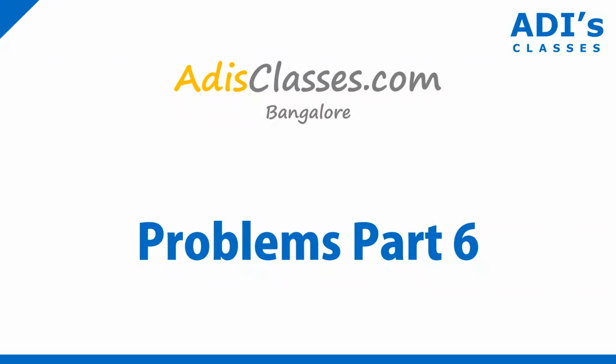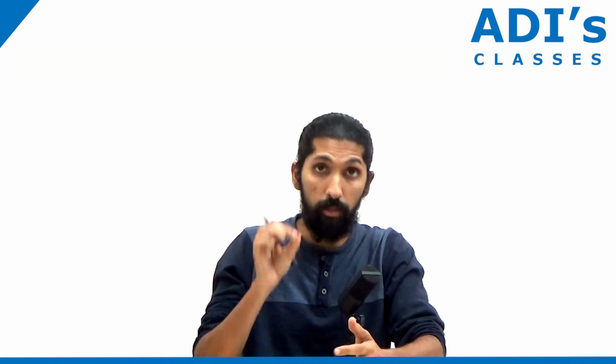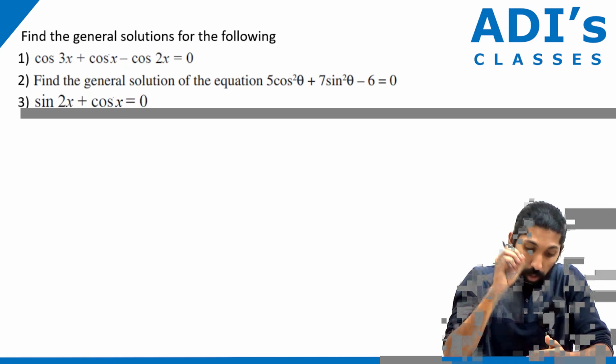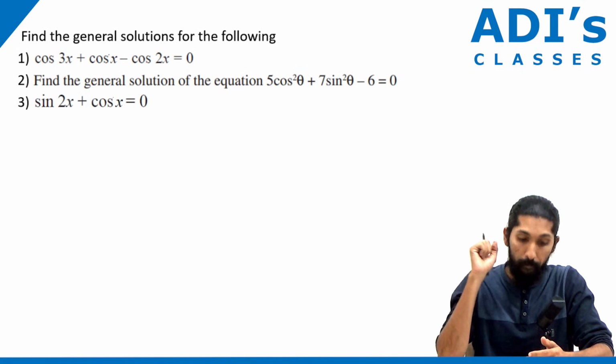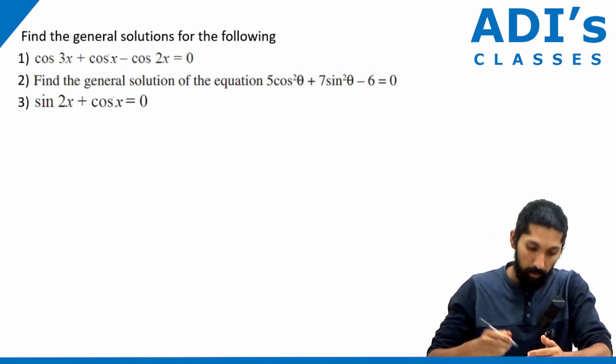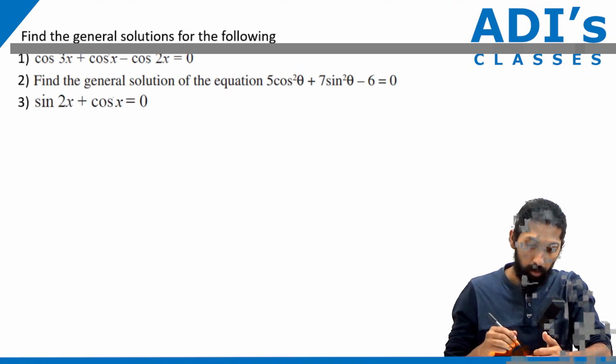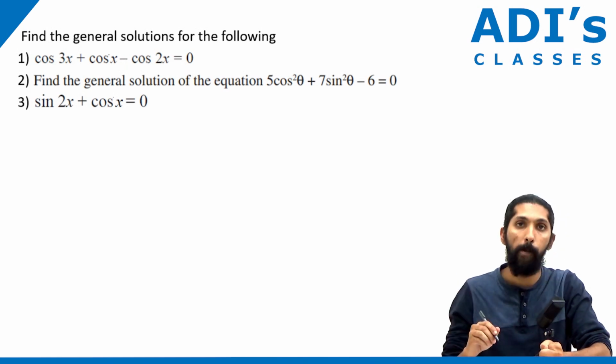Let's solve a couple of problems based on the topics we have learned so far. Okay, so let's look at the first one. Find the general solutions for the following. So here you have cos 3x plus cos x minus cos 2x is equal to 0.